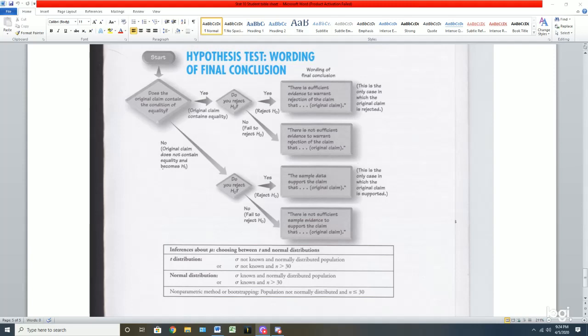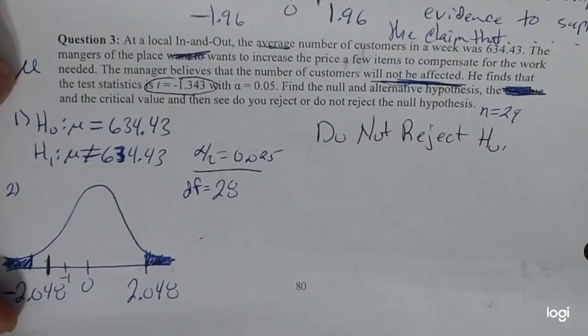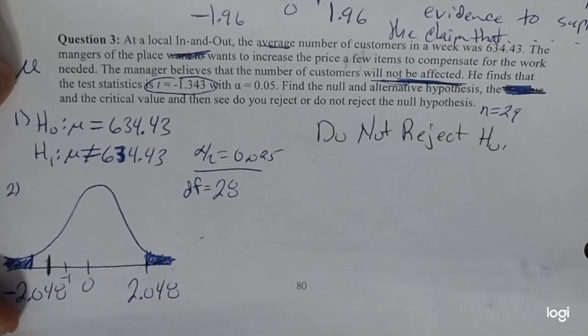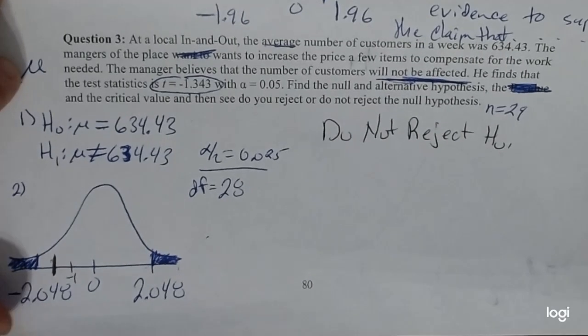So I'll give you guys a hint. The claim is going to say not affected, is the same, equal to. All of those mean a yes when it comes to these ones. Okay, so it's going to be a yes, and now we go to reject or do not reject. So no, we do not reject. So we're in box 2. So for your conclusion, you're going to write, there is not sufficient evidence to warrant rejection of the claim that the number of customers will not be affected. And that's how you write the conclusion based off this information.